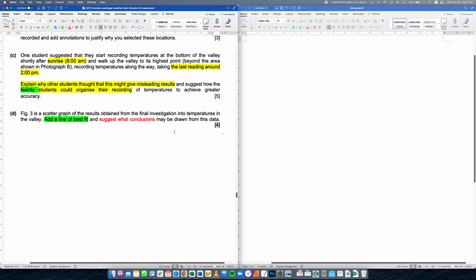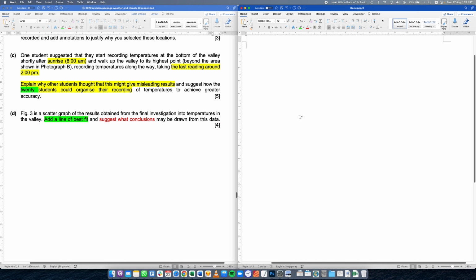Okay, what about your data? What about the anomaly? So 1 mark goes to your best fit line, and 3 marks go to your conclusion. The 3 mark conclusion is very standard. Number 1, support hypothesis or not. In this case, there's no hypothesis, so what's the relationship between the variables?